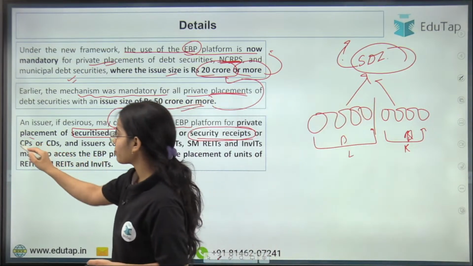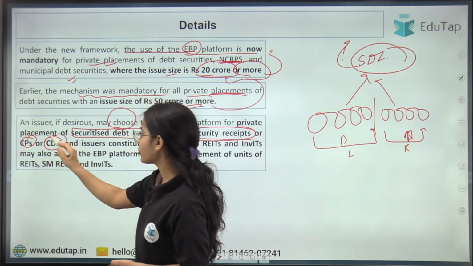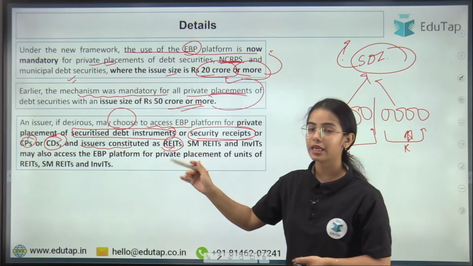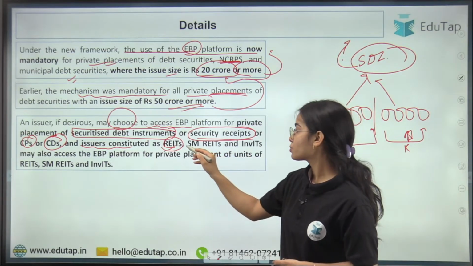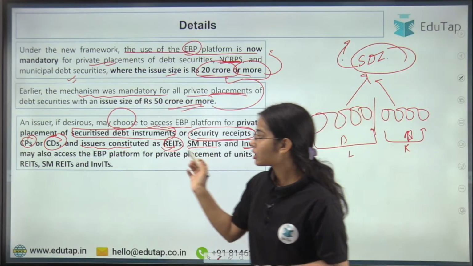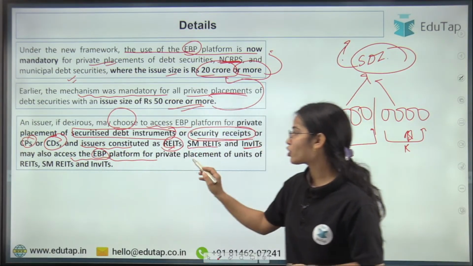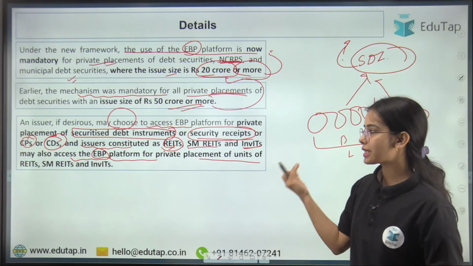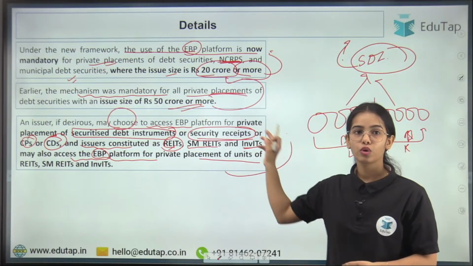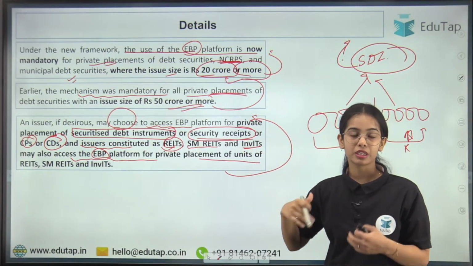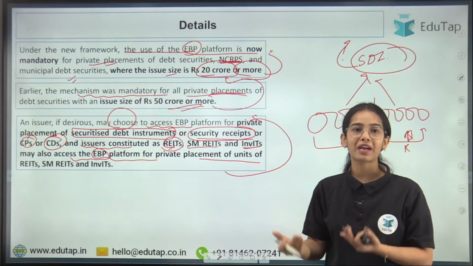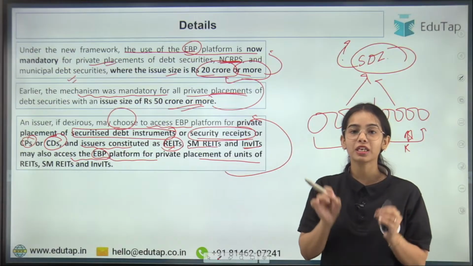Next are the commercial papers or the certificates of deposit, and the issuers constituted as REITs, that is the real estate investment trust, the small and medium real estate investment trust, and the InvITs may also access the EBP platform for the private placement of units of REITs, SM REITs, and the InvITs. So that means all these instruments can also be privately placed through the EBP platform if the issuer wants.